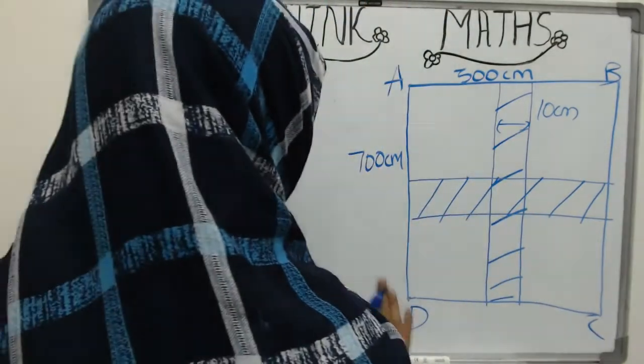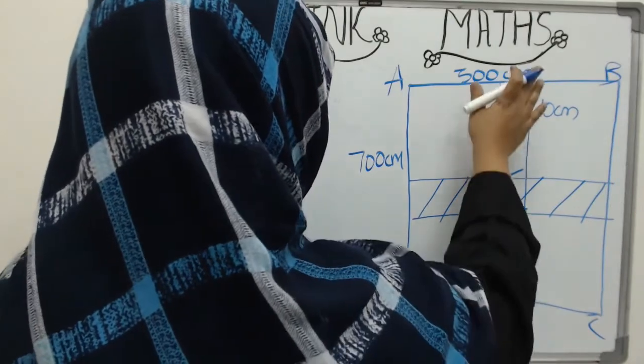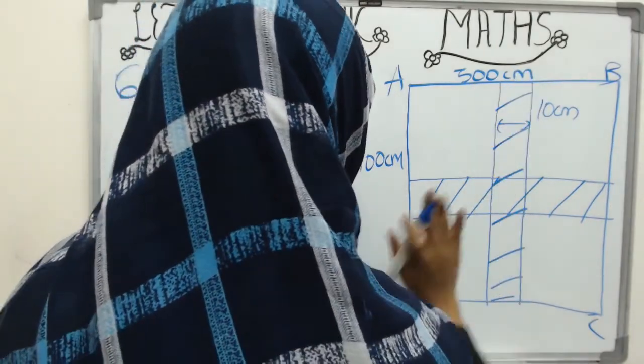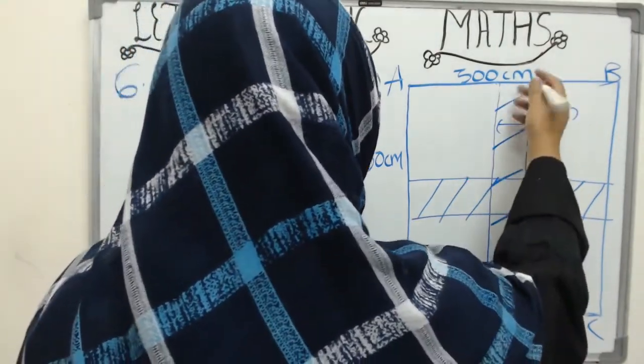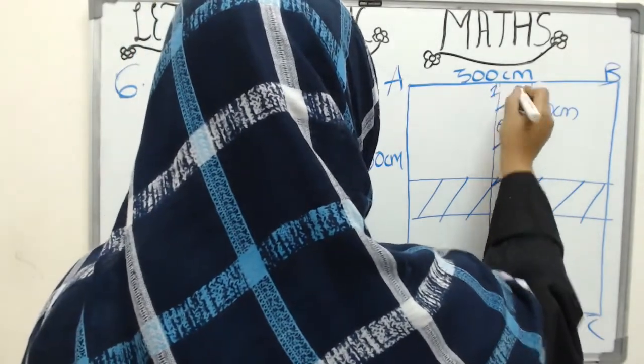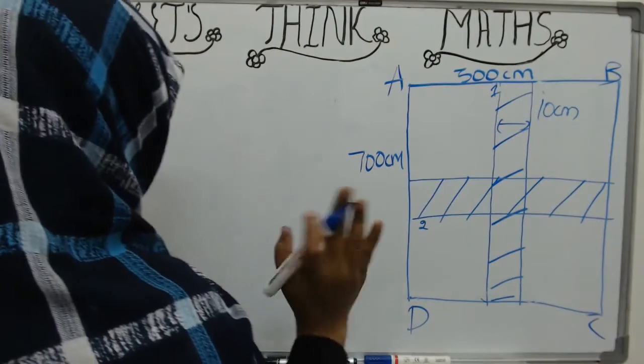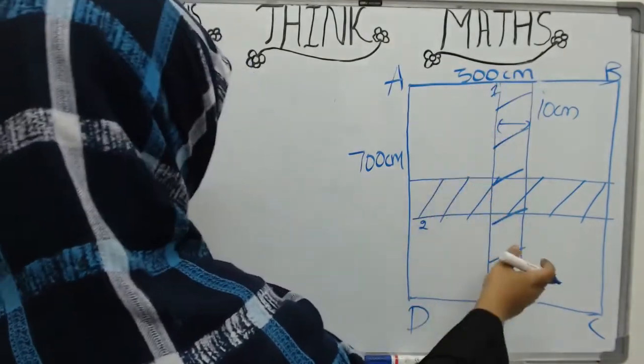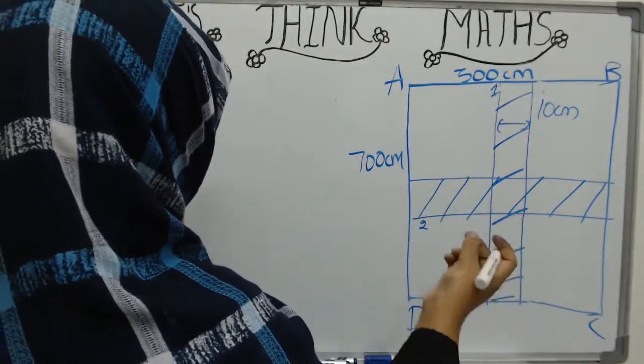Now we have to find the area which is covered by both of these roads. Now we will name them road 1 and road 2. Let this be road 1 and this be road 2. Now what are the dimensions of this road? Whenever we are dealing with a rectangle, we have to find its length and breadth.